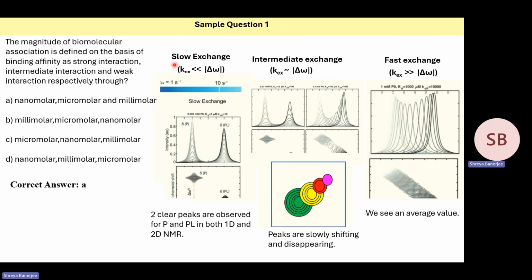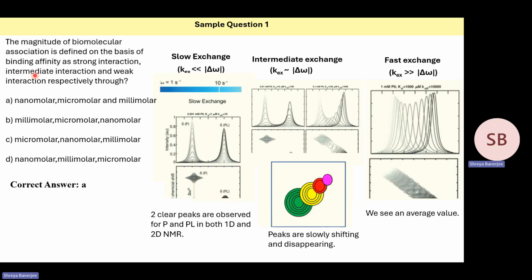Another thing we saw is that when there is strong interaction, the exchange will be slow, because strong interaction means that, imagine there are two peaks, one of the protein and one of the protein ligand complex. In strong interaction, once the ligand is binding to the protein, it does not want to go back to the free protein. So the two peaks will be very distinct. And even in 2D NMR, you can see there is a cross peak, very distinct for the protein and very distinct for the protein ligand complex.